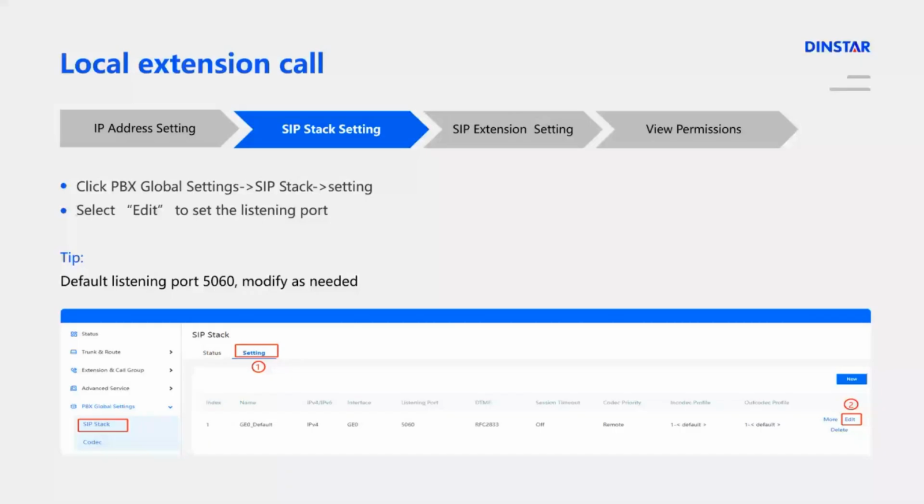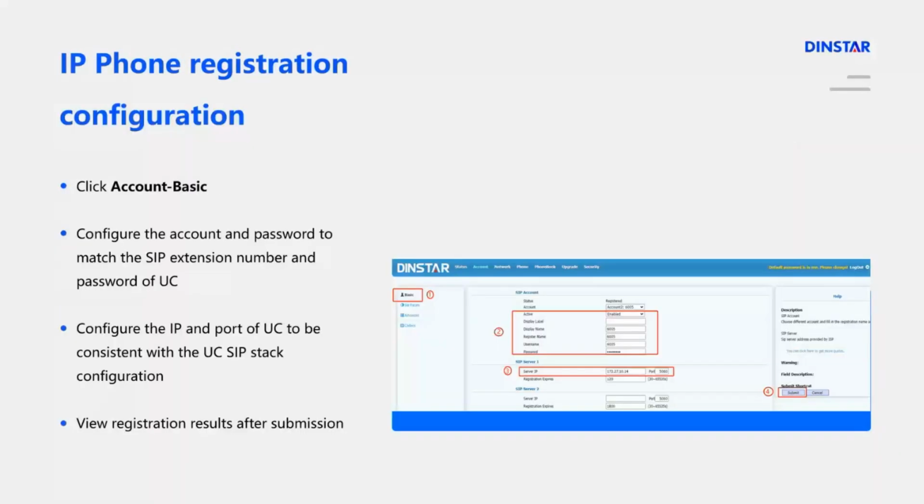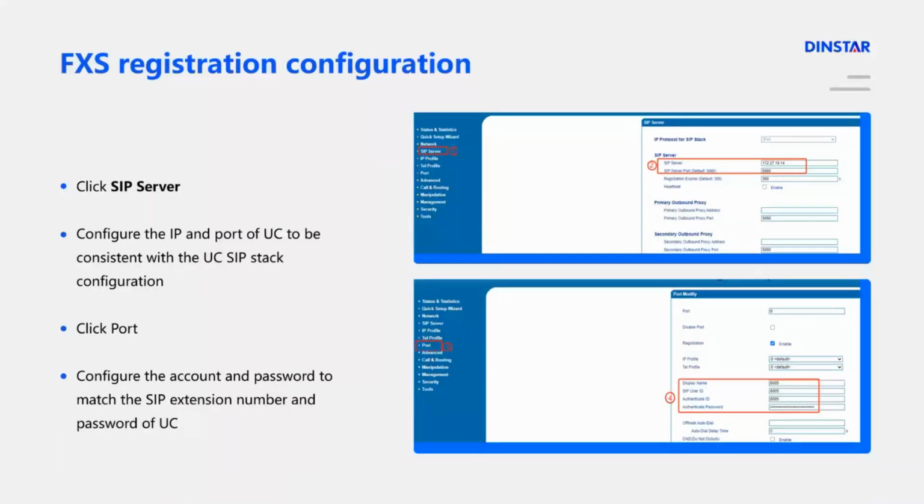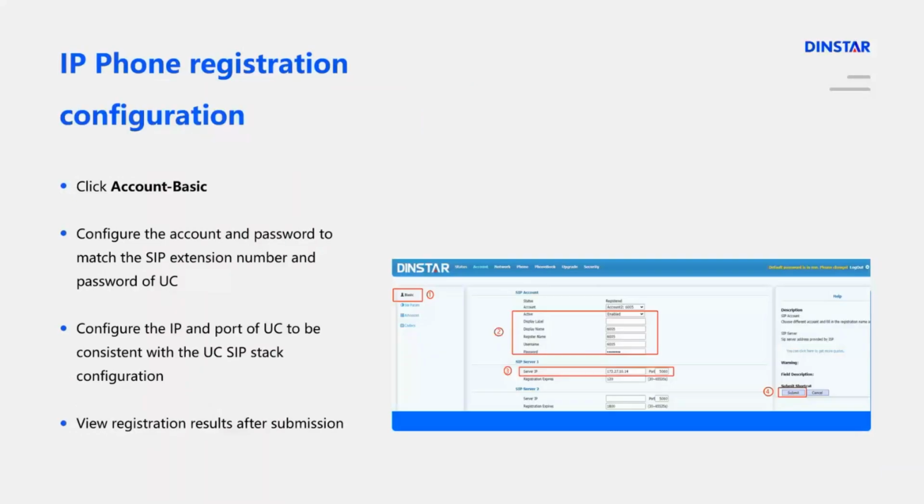Next we do the endpoint registration. We set up the IP phones and the FXS gateways. We make sure the account username and password is correct. Yeah, that's all. Then we can make the internal calls between these IP phones and the analog phones.